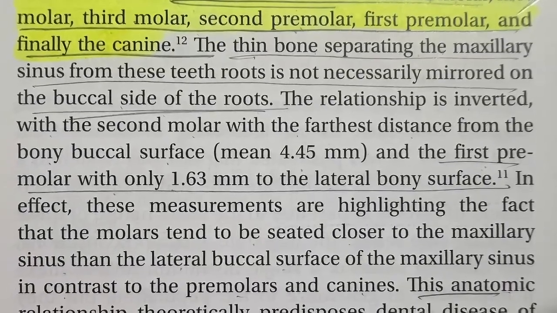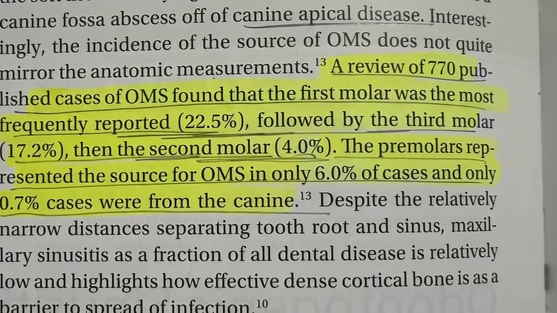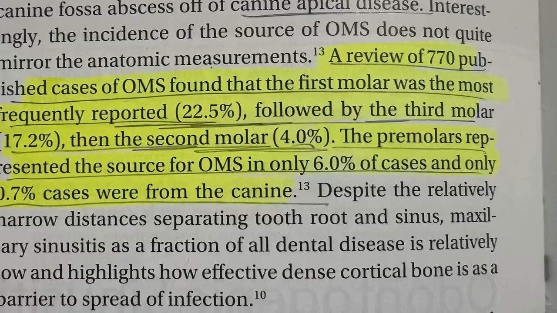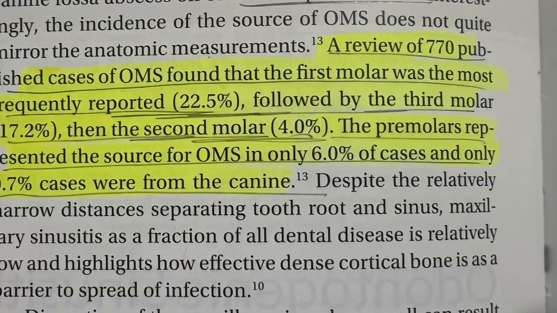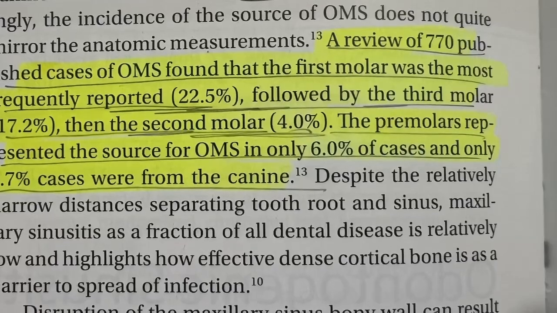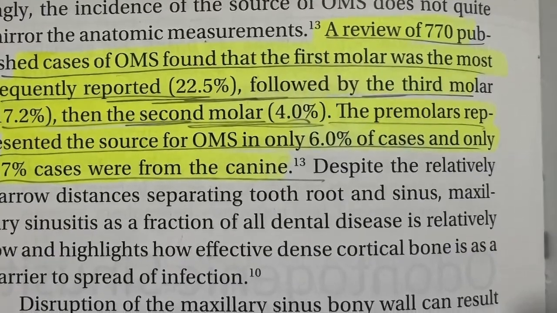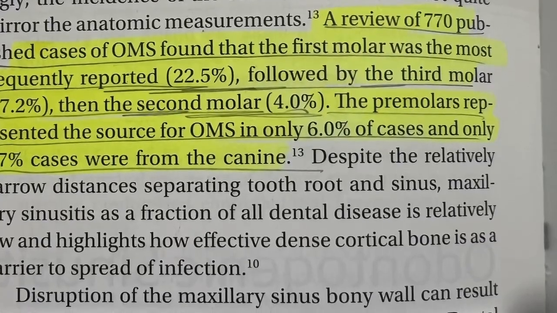Interestingly, despite these measurements, it is the first molar that is most frequently associated with odontogenic sinusitis, accounting for 22.5% of cases in studies, followed by the third molar and the second molar. Premolars and canines, as seen in these images, contribute to a much smaller percentage of OMS cases, with the premolars at just 6% and canines as low as 0.7%.